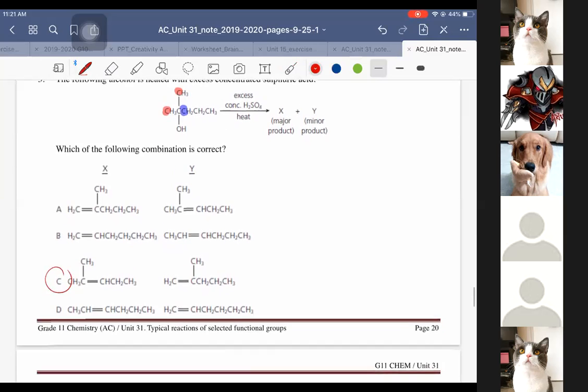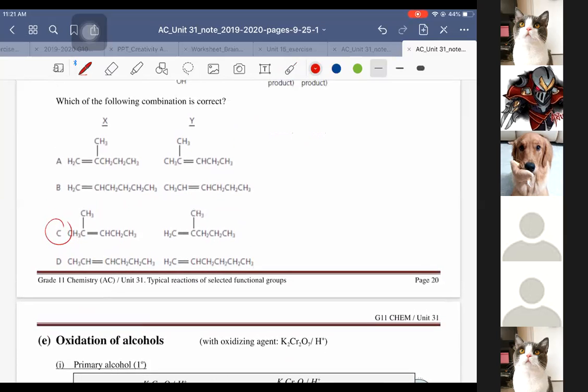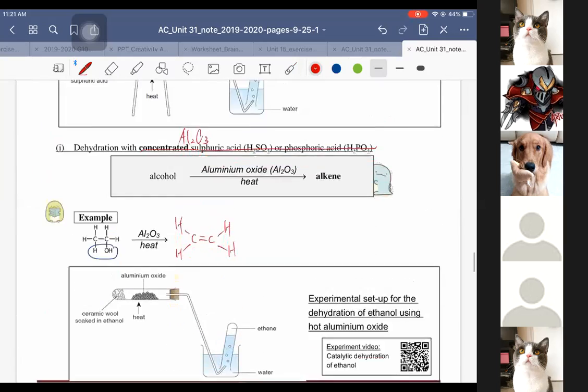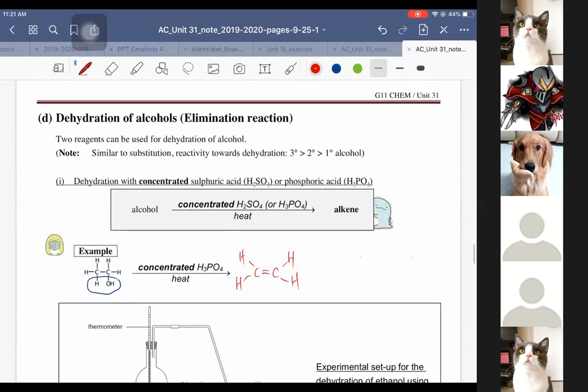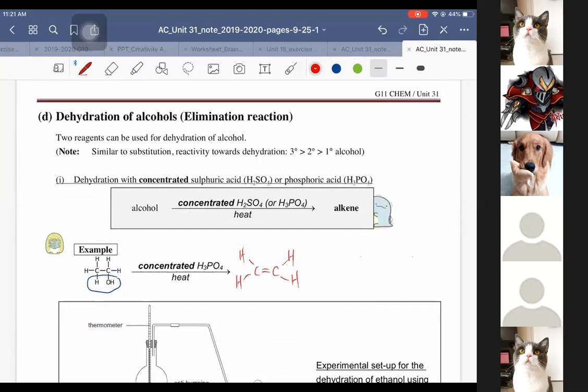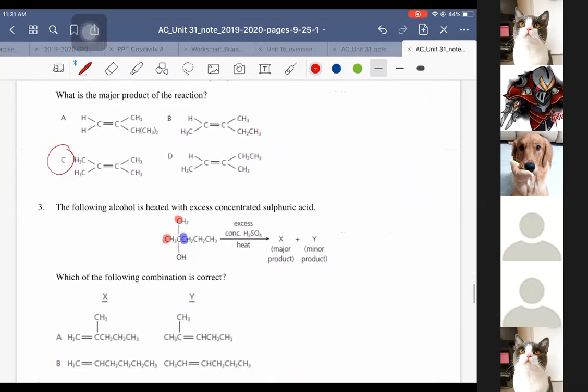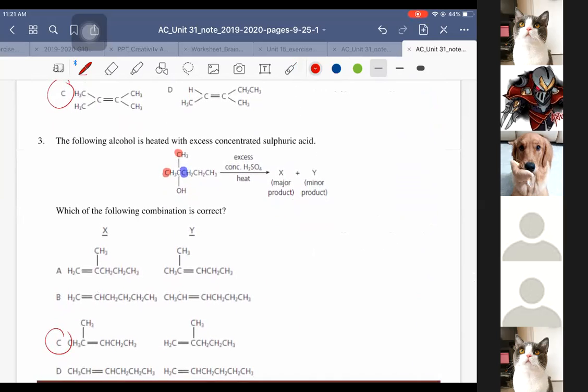So this is for the dehydration part. Any questions? If that looks fine, we're going to move on to the oxidation. The reaction we have just talked about is dehydration, so we're just removing water. For question 3, we have our hydroxyl group here, and then we need to take one more hydrogen to make water.